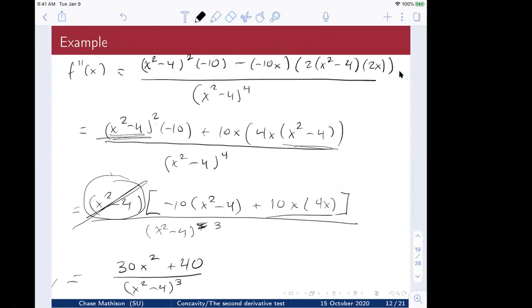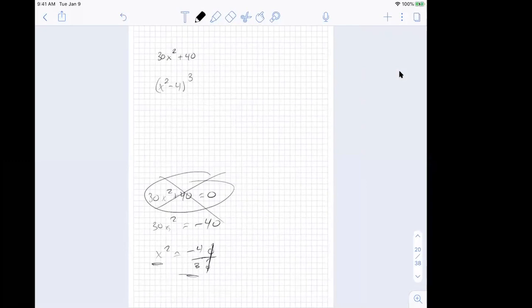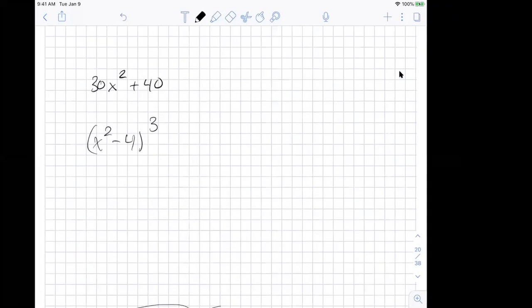No, because if this equals 0, that means the top is equal to 0, right? But if 30x squared plus 40 equals 0, then 30x squared equals negative 40. So x squared is equal to negative 40 over 30, so negative 4/3, right? But I can't have something squared be negative. So this has no solutions. So when I make my table, what numbers should go along the top?